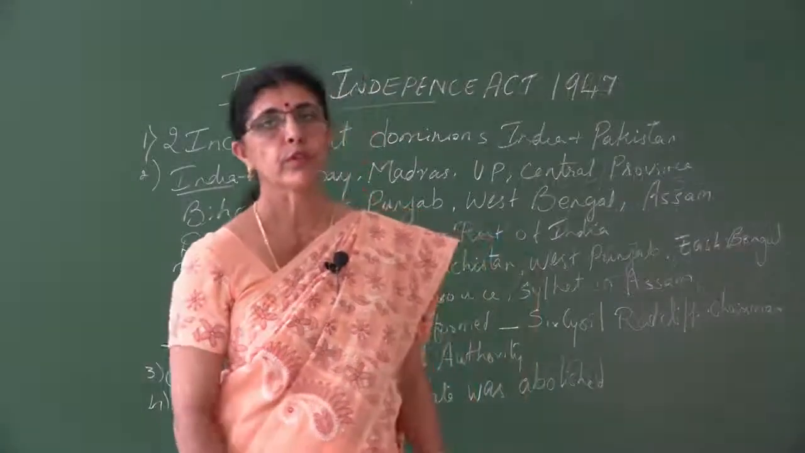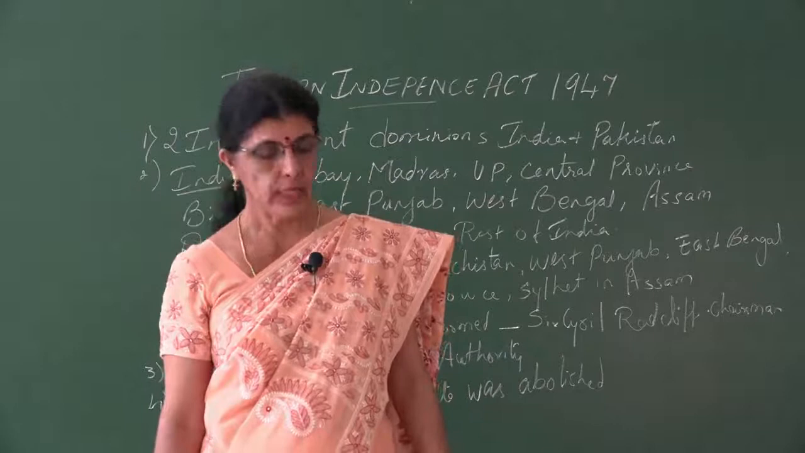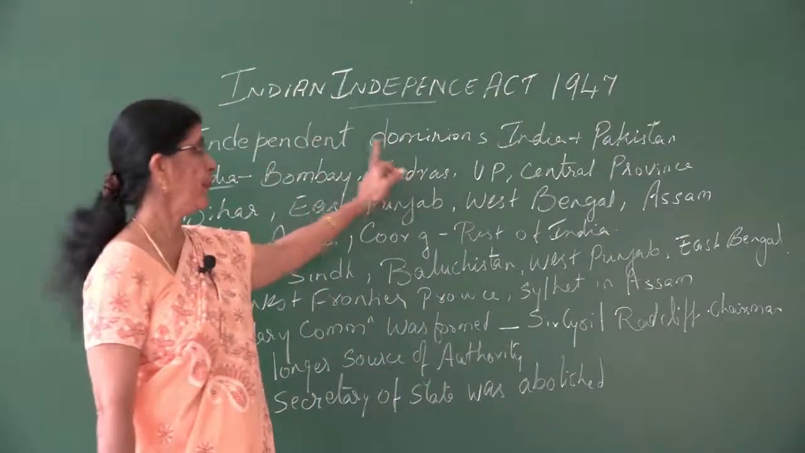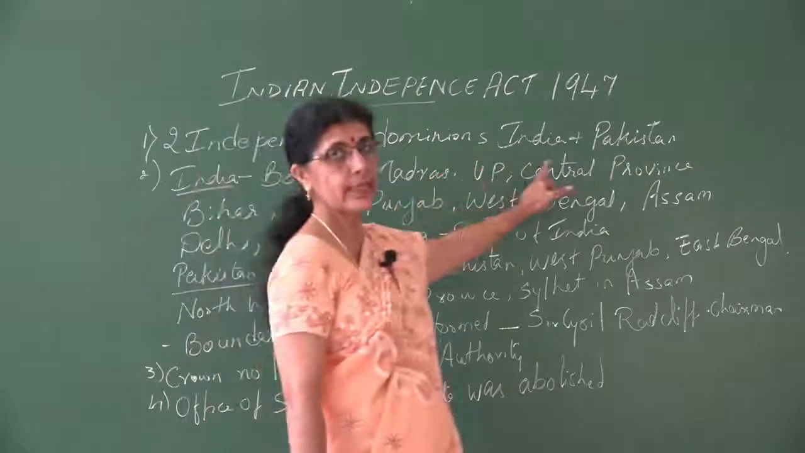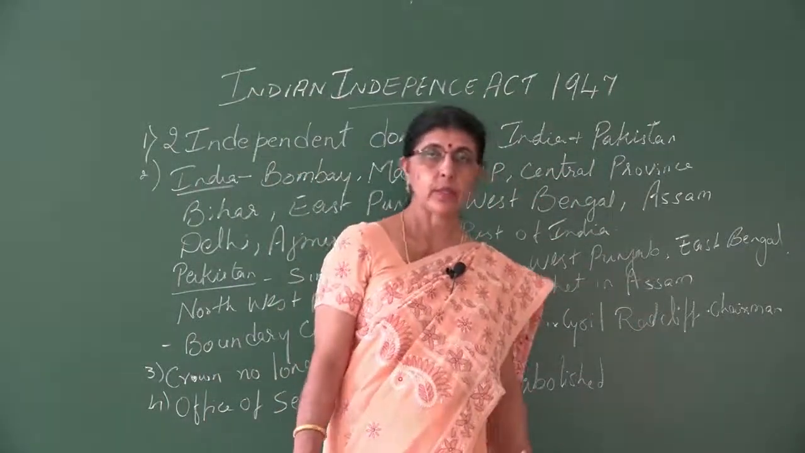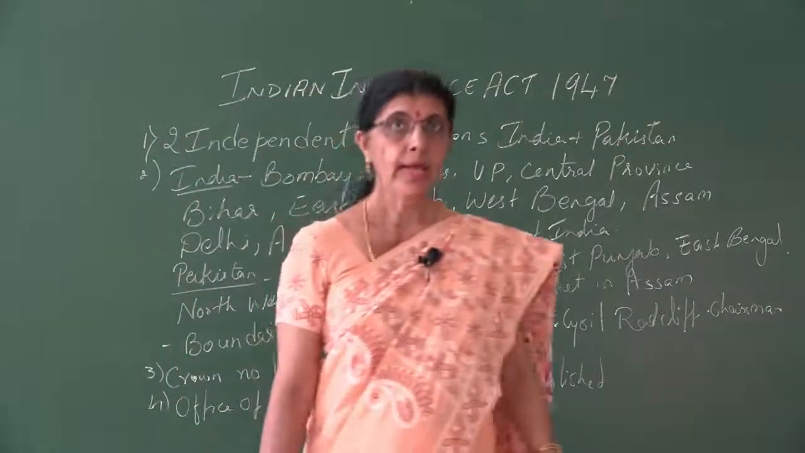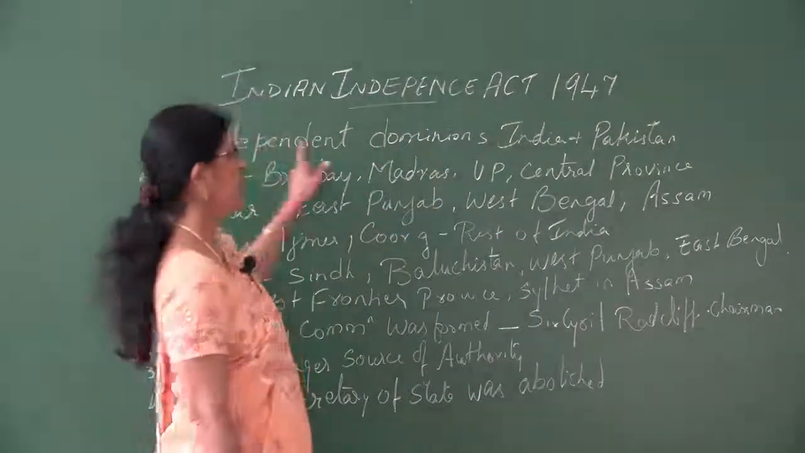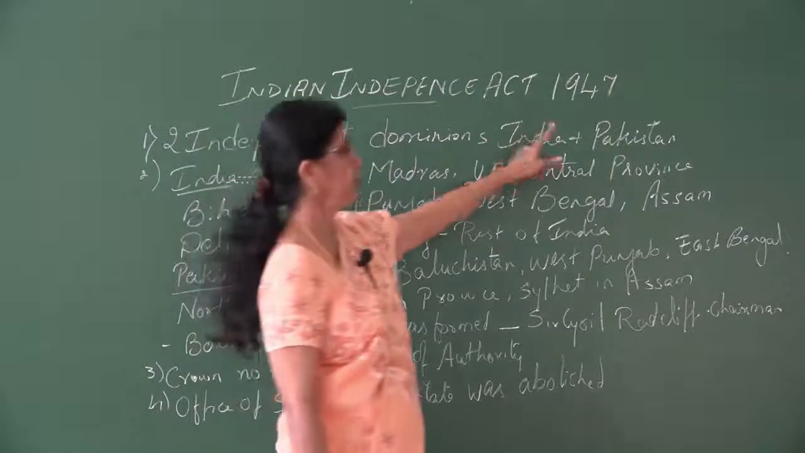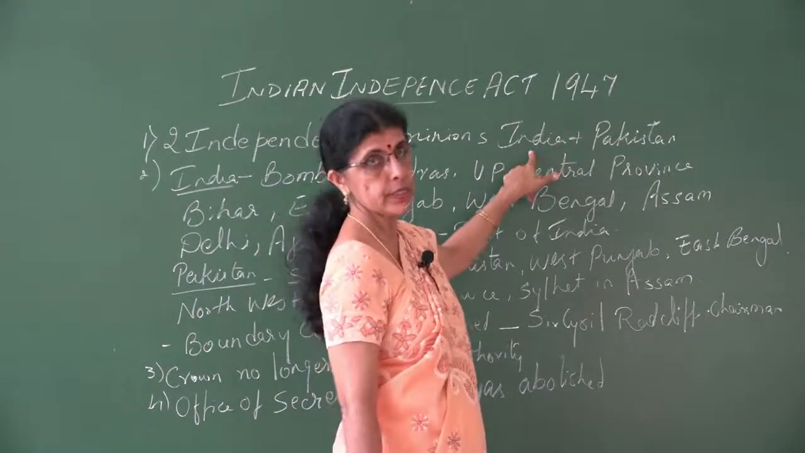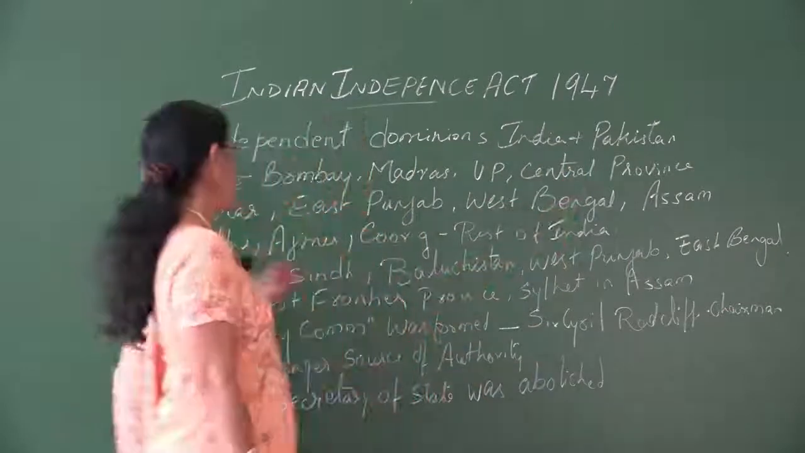The provisions of the Indian Independence Act are as follows. The Act provided for two independent dominions, that is India and Pakistan. They also specified that transfer of power will take place, and the Act provided that power will be transferred from the British government to two independent nations, India as well as Pakistan.